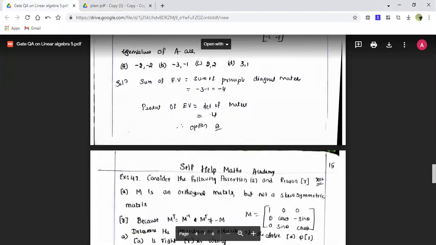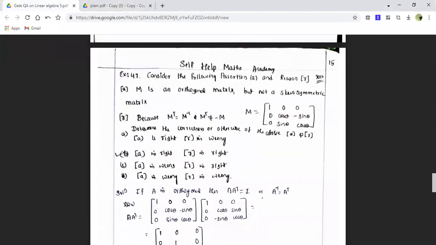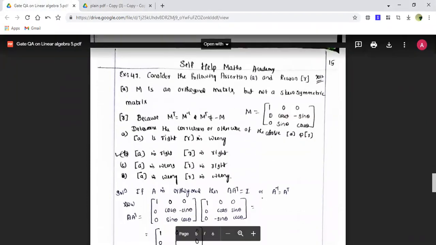Now you can see the next example. Consider the following assertion, that is A, and the reason R. And guys, this question was actually asked in 2012. So what is the assertion? What is the reason? Let's see.